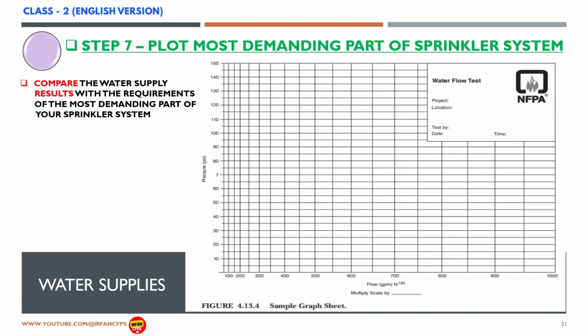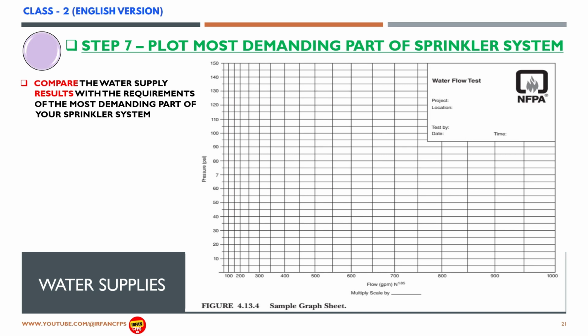Now you can see on the screen the same graph sheet which I have shown in the previous slide. In this, we will write the project name, location, test conducted by, date, time, everything has to be shown on the graph as well. Now again we will mark the static pressure and residual pressure on this graph, which is taken from the flow test report.